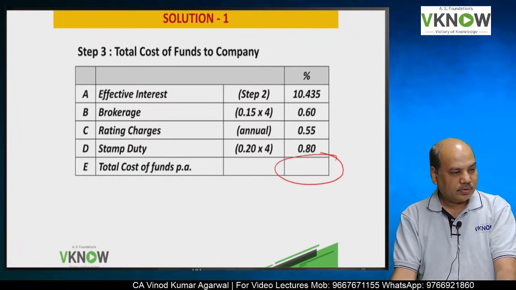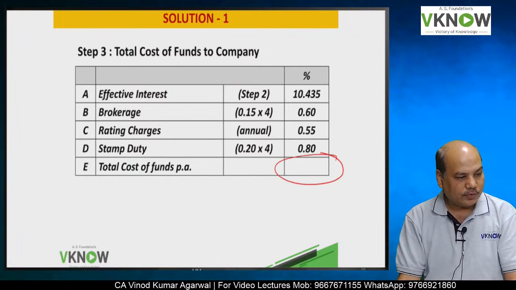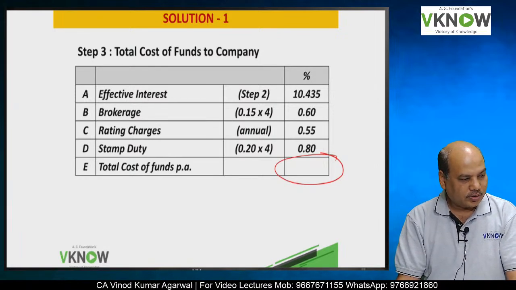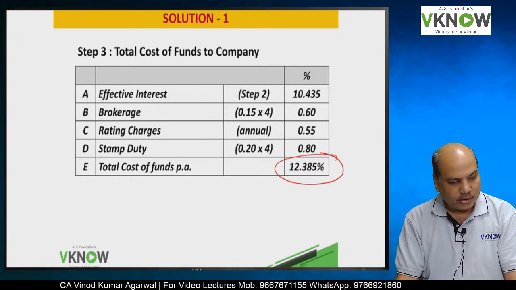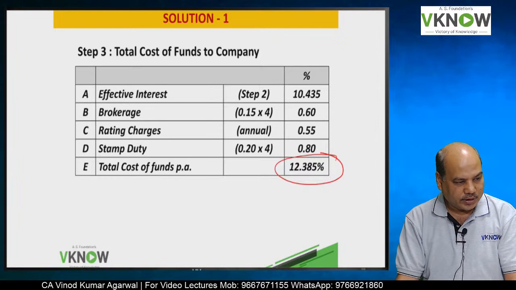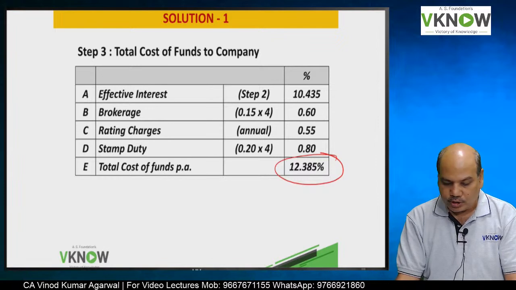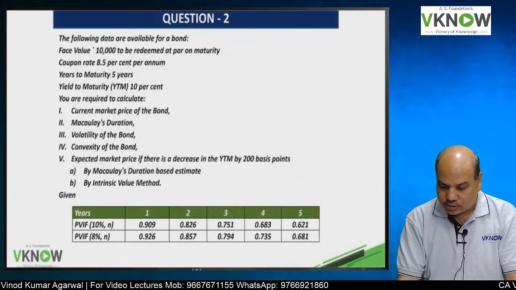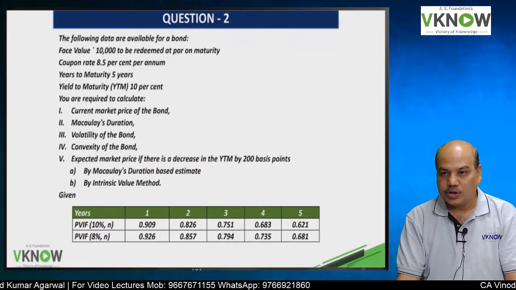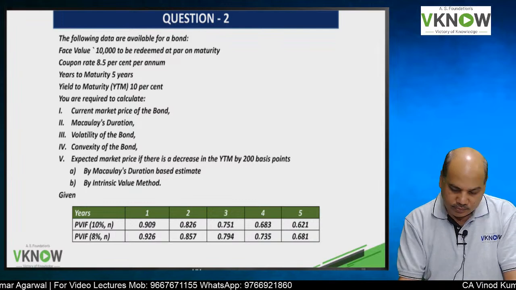Please give me the total now. All of you, please tell me the total of this. Yes, total is 12.385%. So this is the answer of this important question for your upcoming exam.